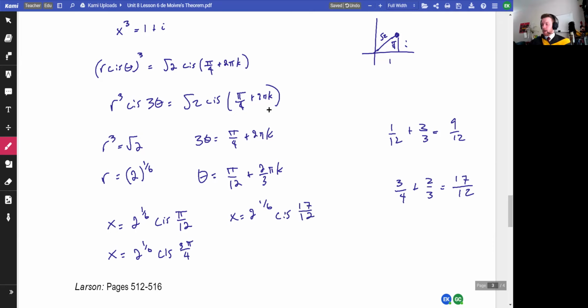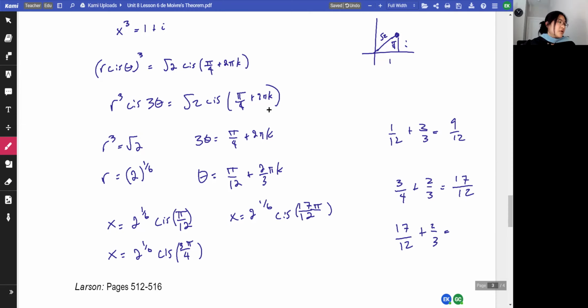What happens if we try to add another set of 2/3 pi? What is 17/12 plus 2/3? Then we're adding 4 times that, so 8 plus 17, 25 over 12. That's back to pi over 12 plus a full rotation.